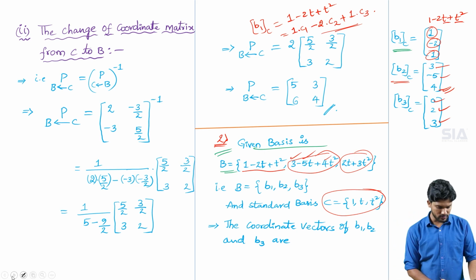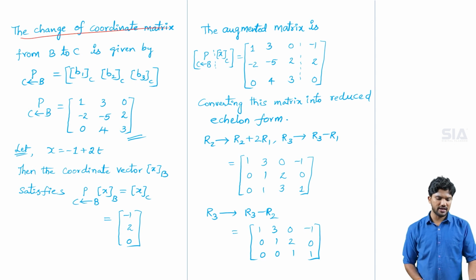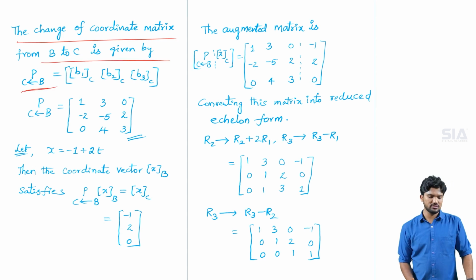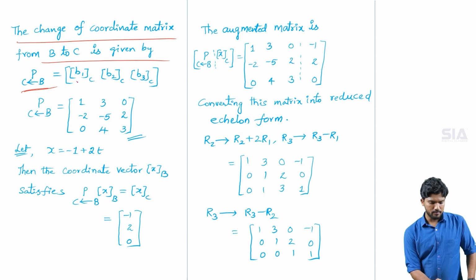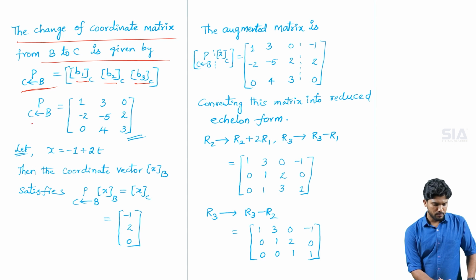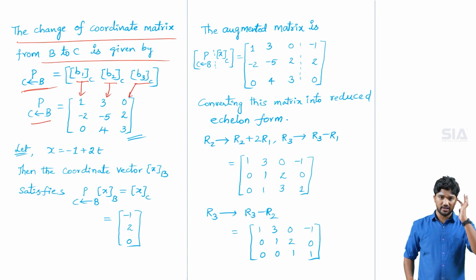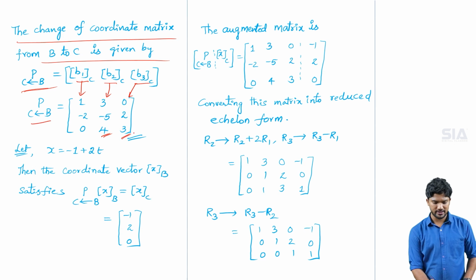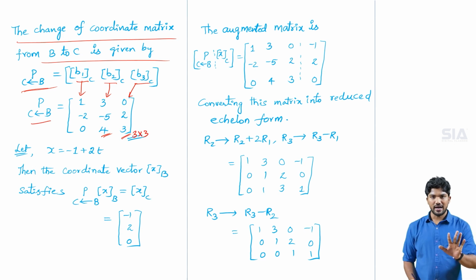capital C. After getting those values, the change of coordinate matrix from B to C is given by this formula: P from B to C equal to B1 with respect to C, B2 with respect to C, B3 with respect to C. So therefore, substituting the corresponding values from the given data, 1, minus 2, 0 is the first column, 3, minus 5, 4 the second column, 0, 2, 3 the third column. That is a 3 by 3 matrix. Always you will get a square matrix only.